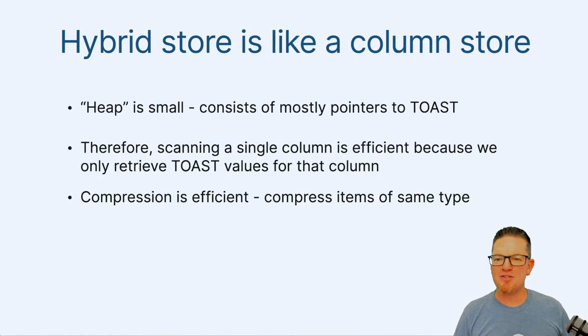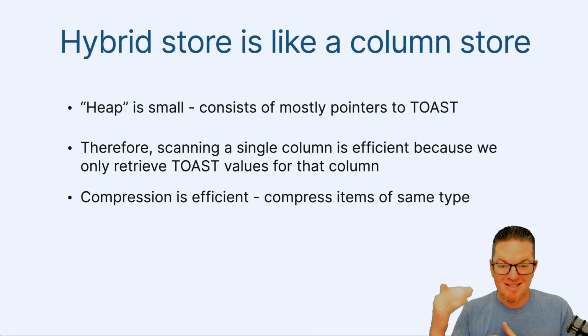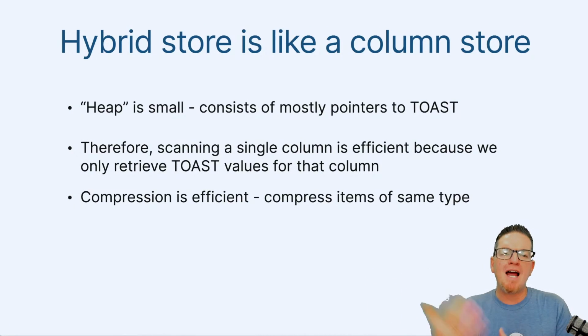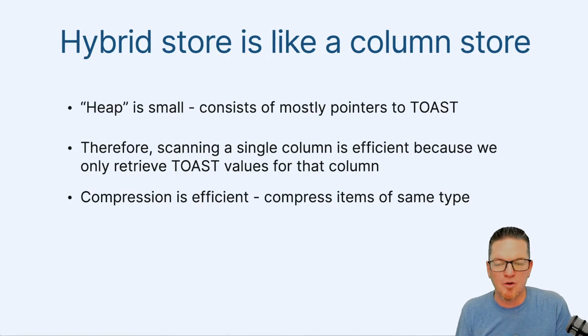Hybrid store is like a column store. So again, we don't call this a hybrid store, but that really is what it is, right? So the heap, the actual table that you're now querying, the hypertable, those compressed chunks, are just really, really small now. It may have gone from tens of thousands or maybe millions of rows to a fraction, up to a 1,000th of that number of rows if it compressed really well.